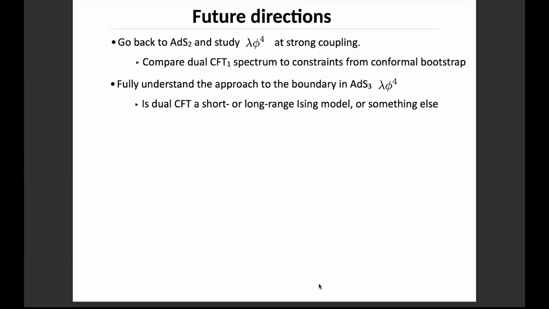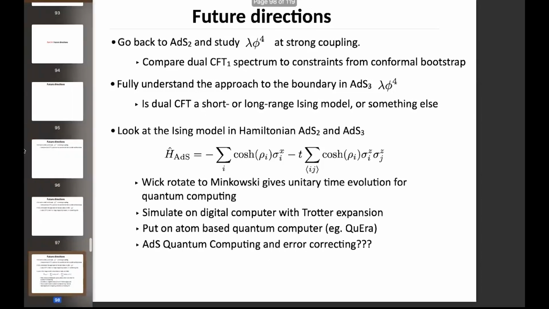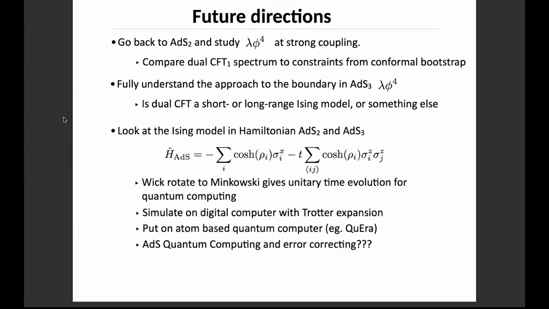So I just mentioned this. The other thing we need to do is go back and fully understand the approach to the boundary in AdS3. And if we do that, then perhaps we could answer this question of whether the CFT there is a short or long range Ising model or something else. We could also, I had said, and not only said, but written down the Hamiltonian for the case of AdS3, but you can also do it for AdS2.